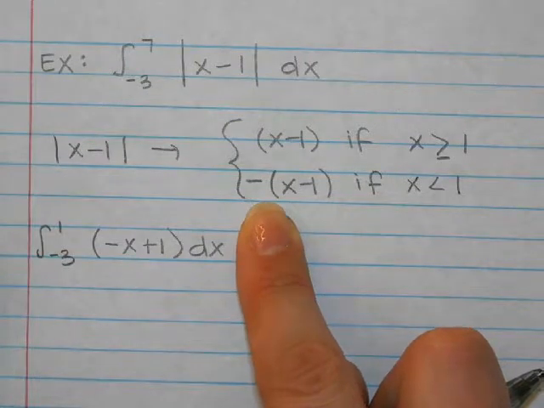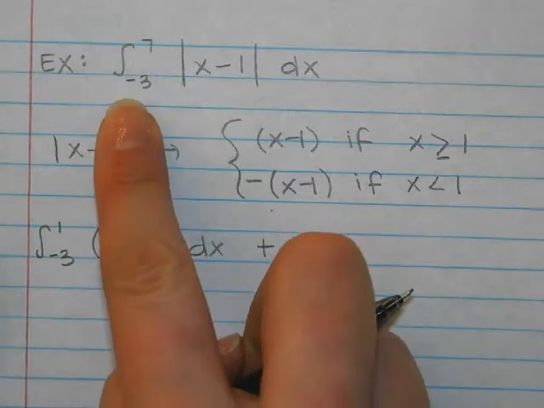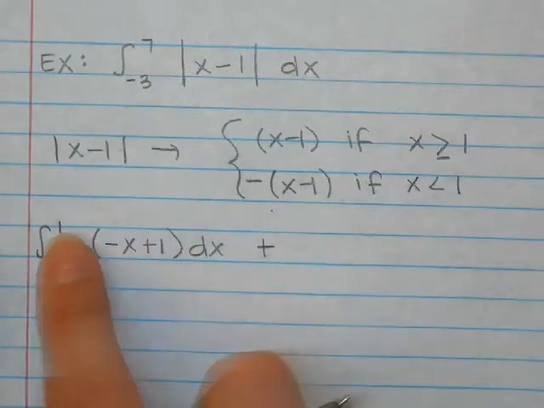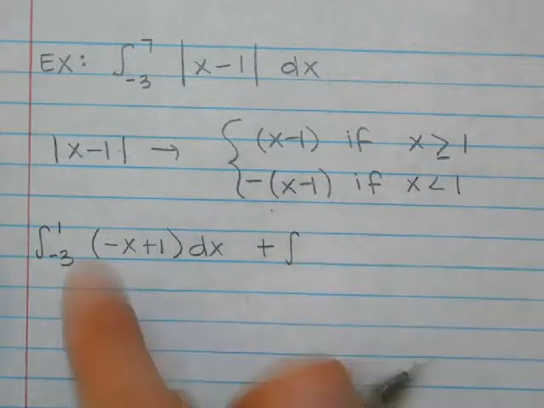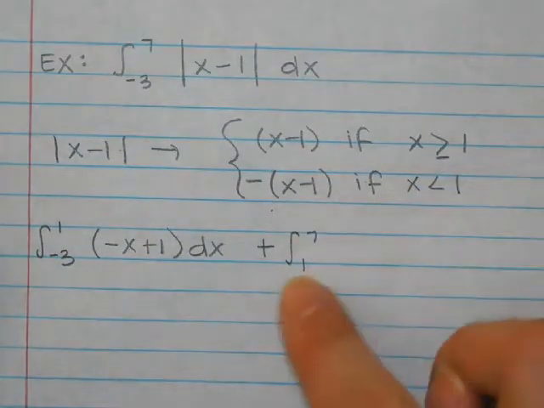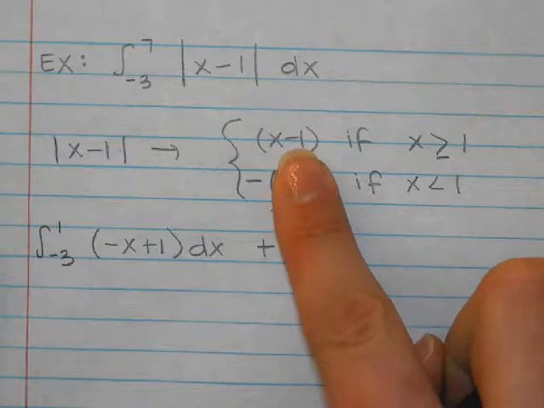All right. Now, plus, what else do I have to get the original problem? 1 to 7. And then which piece can I use that has the part of the graph that's greater than 1? Yeah, the x minus 1.